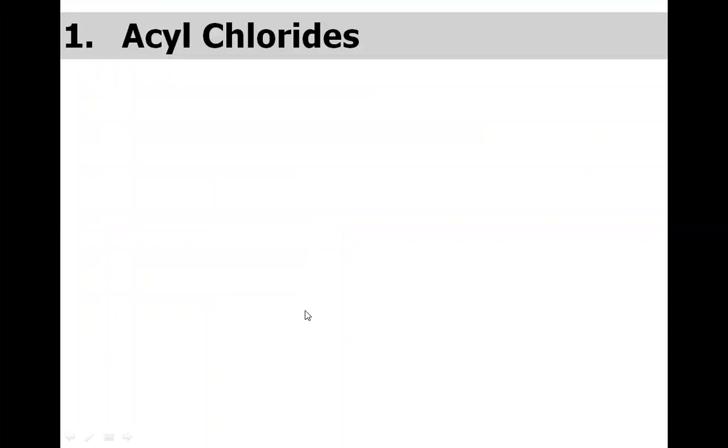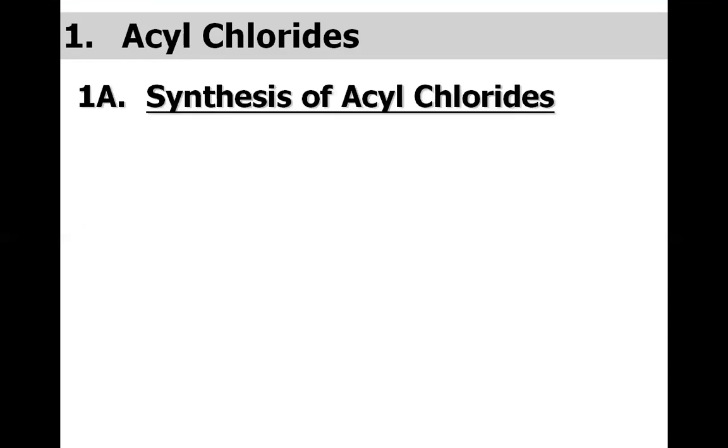So let us begin our lecture with the first carboxylic acid derivative, the acyl chlorides, which is also called the acid chlorides. And this is the most reactive carboxylic acid derivative. How could we synthesize this acid chloride?